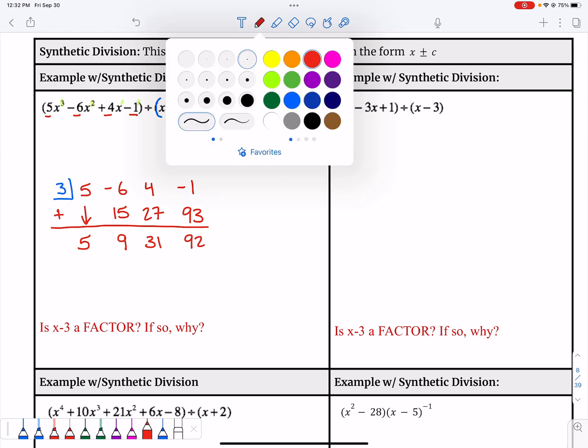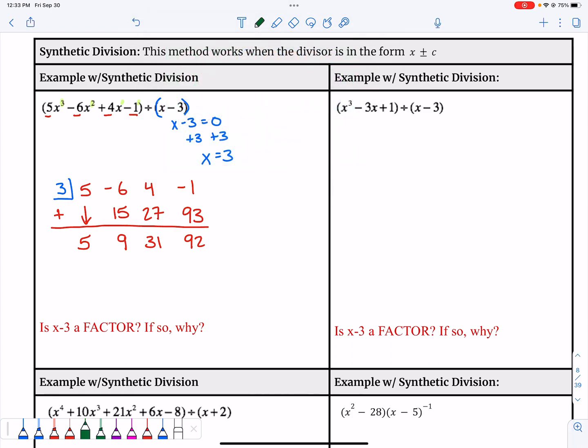So then you want to put the variables back into your polynomial. So notice you've divided something cubed by x. So you should end up with something that's now squared. You've reduced it. It's now smaller. So you have 5x squared, plus 9x plus 31 plus a remainder of 92 over your divisor, which is x minus 3. So then they asked, is x minus 3 a factor? If so, why? So we would say no, there's a remainder of 92. And whenever we have a remainder, then what we divided by is not a factor.